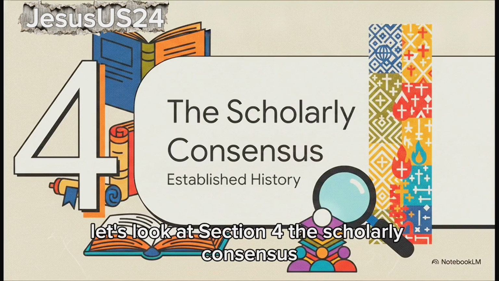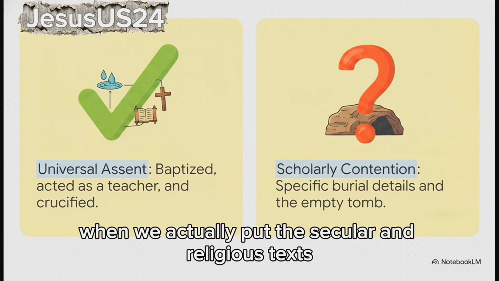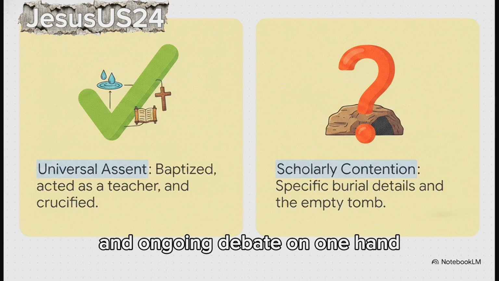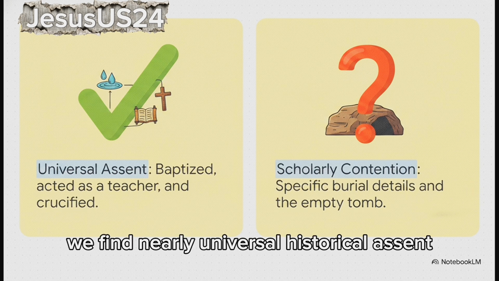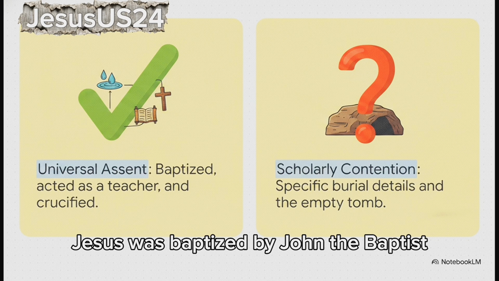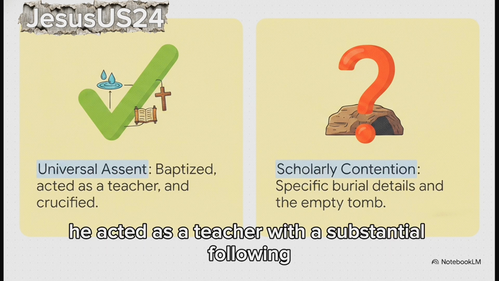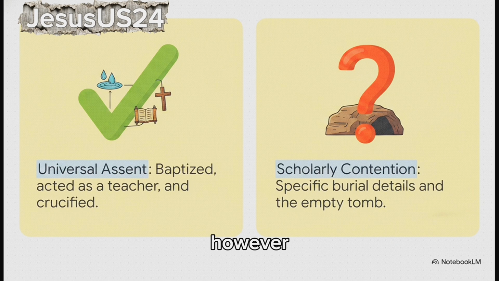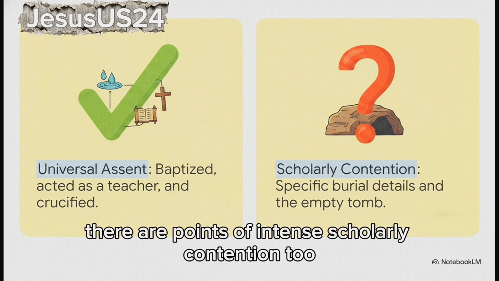Let's look at Section 4, the scholarly consensus. So, what happens when we actually put the secular and religious texts side by side? Well, a very clear divide emerges between established history and ongoing debate. On one hand, we find nearly universal historical assent on a few key things. Jesus was baptized by John the Baptist, he acted as a teacher with a substantial following, and he was undeniably crucified by Pontius Pilate. However, there are points of intense scholarly contention too.